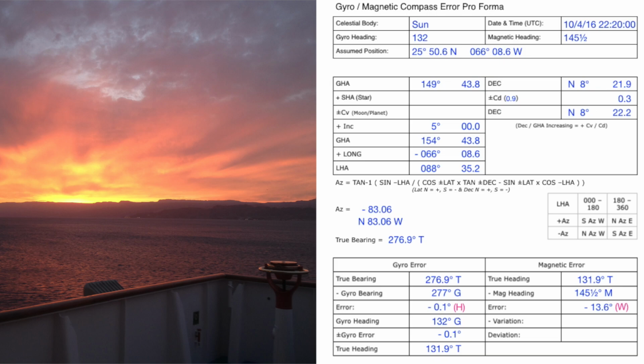As it's negative, we consider it as being 13.6°west. The variation we obtain from the nautical chart, or the ECDIS, for the ship's current position, which in this case is 13.7°. As it's west, we consider it as a negative value. So we can do -13.6 minus -13.7, which gives us 0.1°. As it's positive, we say it's east, so the magnetic compass deviation on our current heading is 0.1°east.